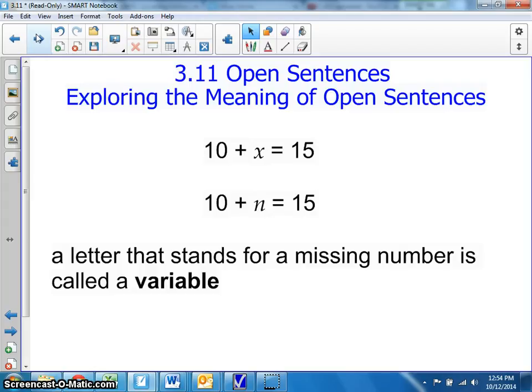Okay, now, meaning of open number sentences. So we have these here, written like this. 10 plus x equals 15. 10 plus n equals 15. And you're probably sitting to yourself saying, what is x and what is n? The letter that stands for the missing number is the variable. So you'll read this as 10 plus something is 15. So you want to figure out what that something is. And the variable, the place that's holding that something, is x.